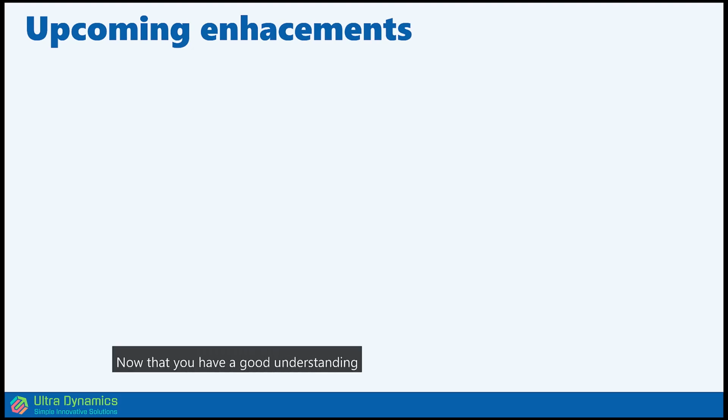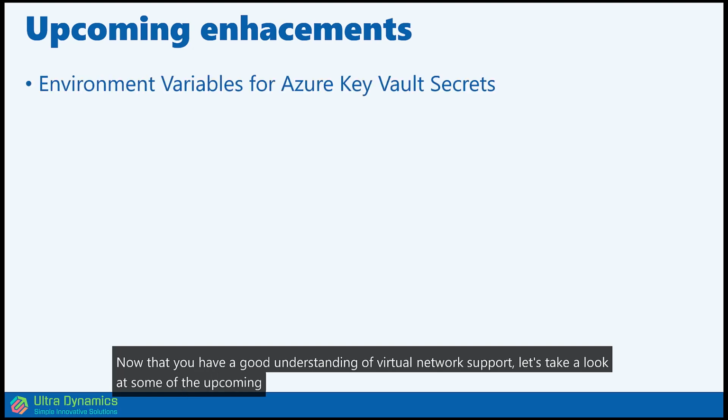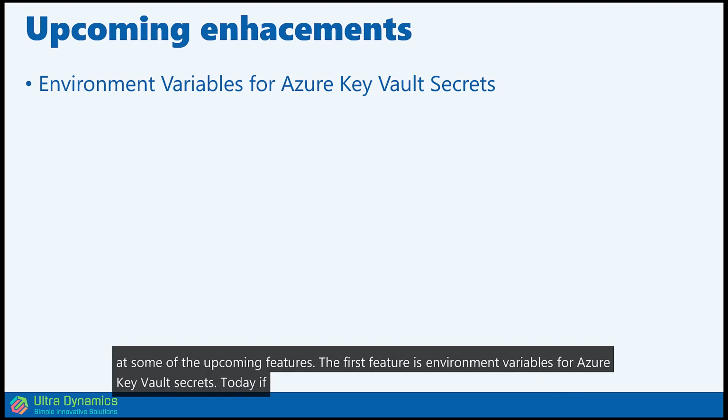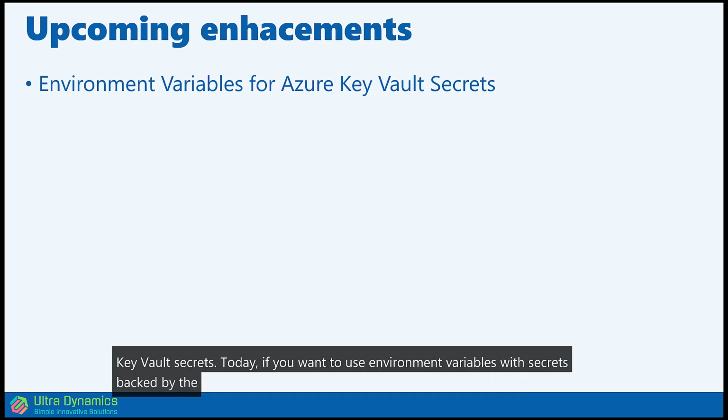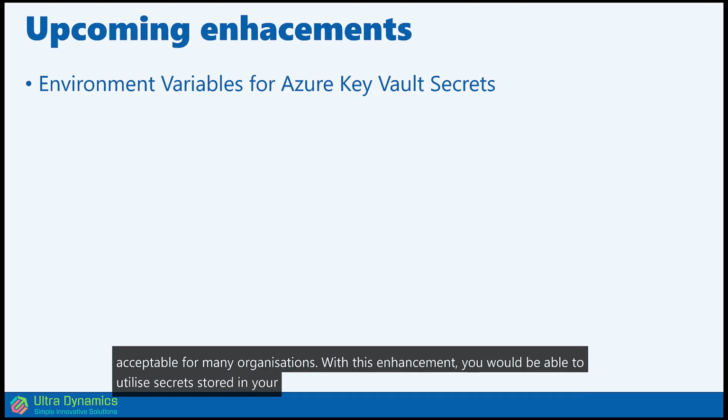Now that you have a good understanding of virtual network support, let's take a look at some of the upcoming features. The first feature is environment variables for Azure Key Vault secrets. Today, if you want to use environment variables with secrets backed by the Azure Key Vault, the Key Vault has to be public, which is not acceptable for many organizations. With this enhancement, you will be able to utilize secrets stored in your private key vaults.